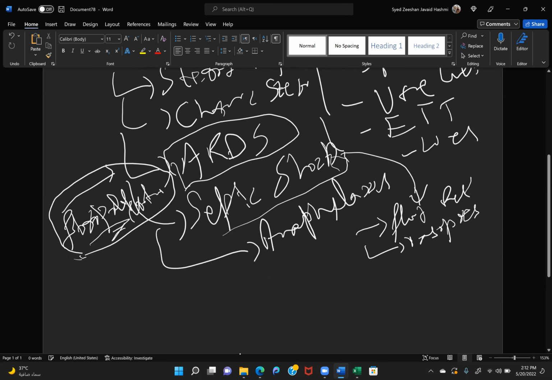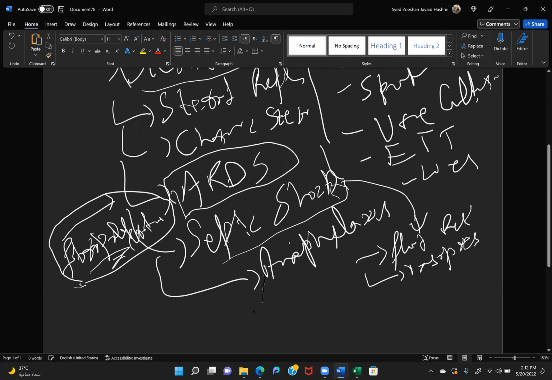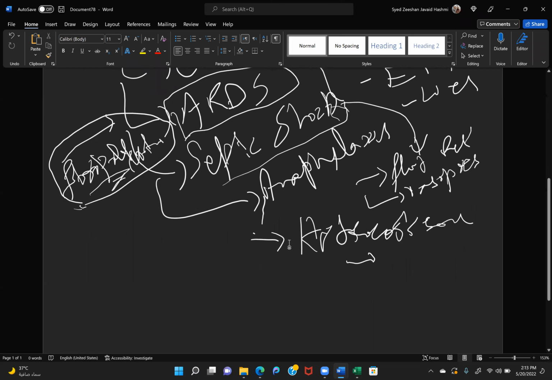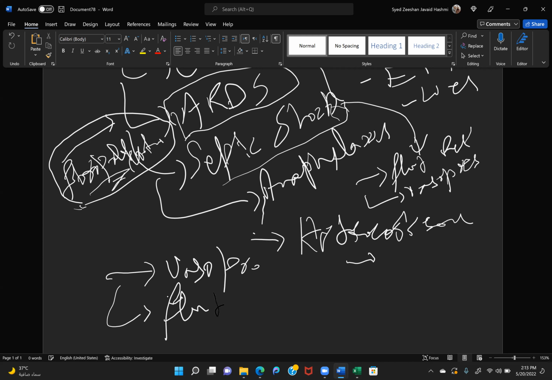If nothing is working, then you have to give steroids, hydrocortisone. Fluid resistant shock and vasopressor resistant shock. Yes, if you see the guidelines, if you have given vasopressor in septic shock, then you have given fluid in addition to that, fluid, vasopressor, then what else? Yes, sir. Inotropes. And then if nothing is responding, then you have to give steroids.